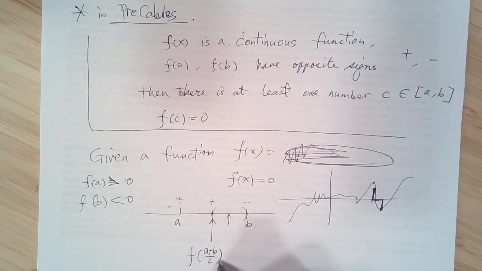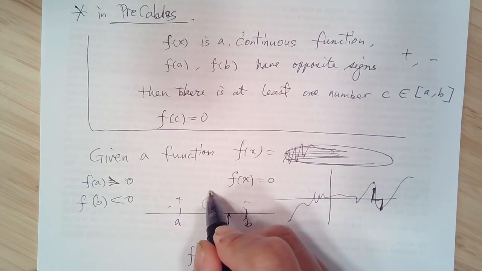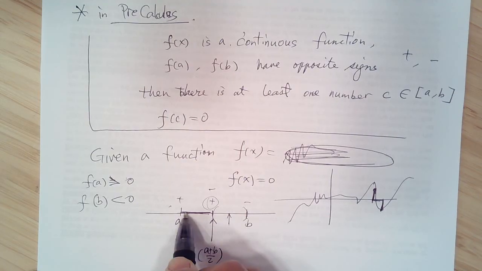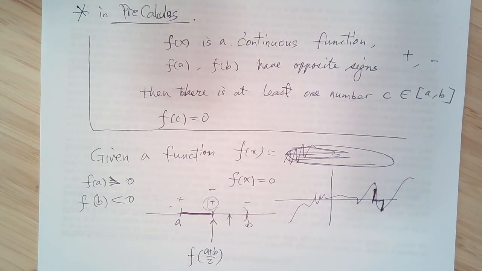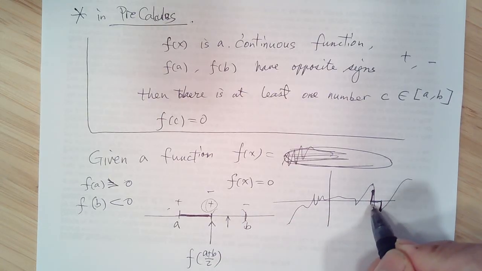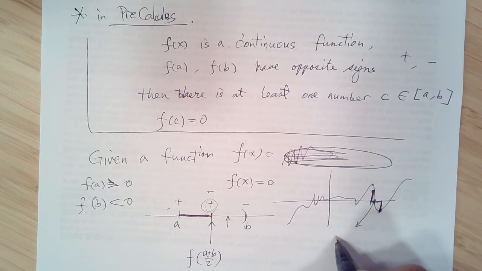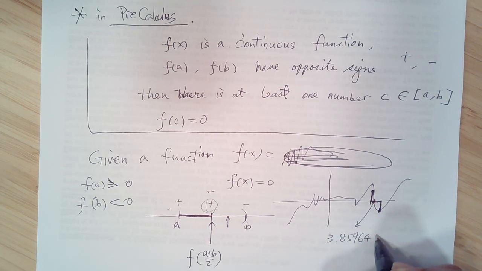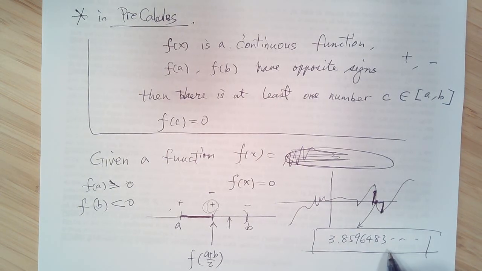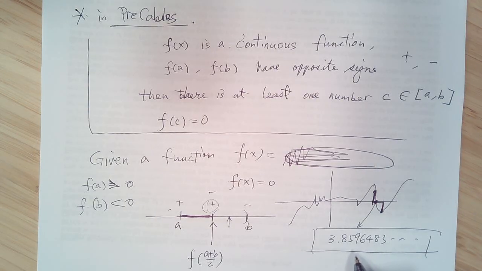If f of A plus B over 2 is negative, and here is positive, then there must be one solution between A and A plus B over 2. So that's the general idea. You just do this many times, repeating until you get an answer. The number at the end, I just made this up, might be 3.8596483 or something. So how do you get this number this accurate? We do need accurate solutions sometimes.